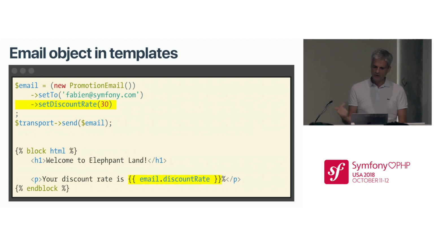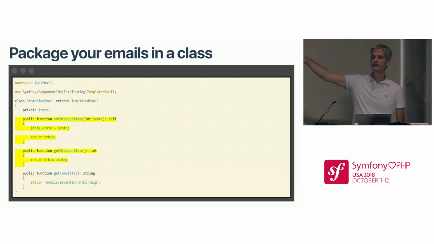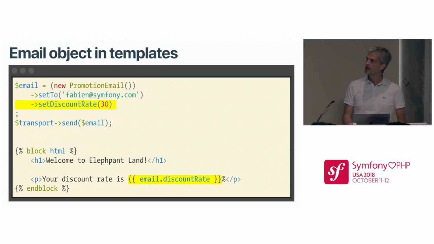And so remember, the email object or the email variable in the template is really the email object. So just because I have added a getter and a setter here to be more precise on email, then when you create your promotion email, you can set the discount rate and get it directly in the email via email.discount rate. There is nothing magic here, it is just because we are using Twig and a data object, that's all, right? But it's nice. I think it is.